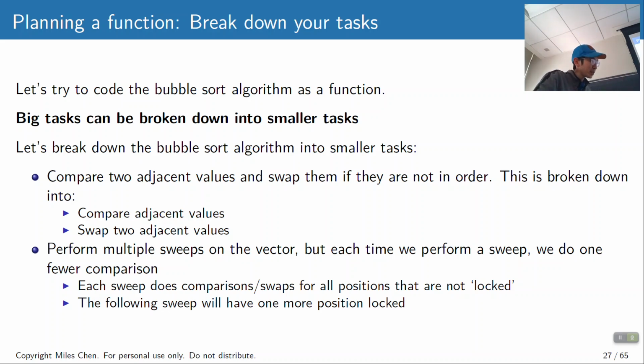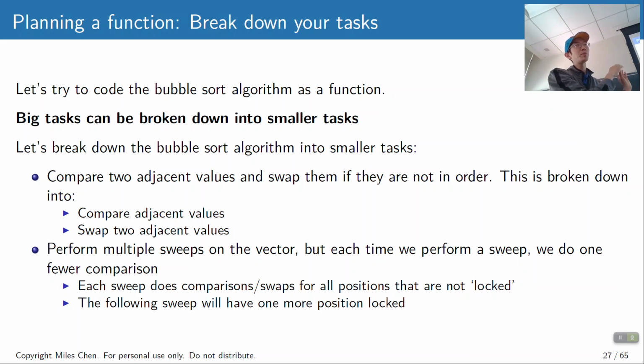But let's think about how we take this big task and break it down into smaller tasks, right? The two tasks we can break it down into: let's compare two adjacent values and swap them if they're not in the correct order, all right? And that can be further broken down into two tasks, which is just compare the two values, and then another is swap values. How do we do that, okay? And then the other part is, we can compare values and swap them, but now we have to be able to perform multiple sweeps, right?